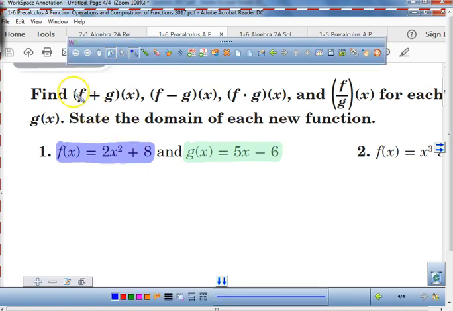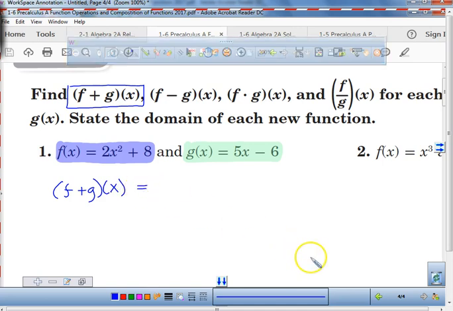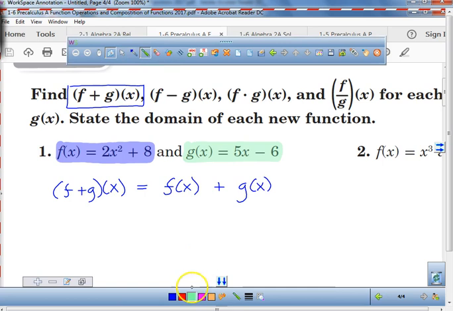Now, the very first one that I'm going to be working on is this right here, where it says f plus g of x. This is where you are adding your functions together. You're taking f of x and you're adding g of x. I'm going to highlight f of x in blue and g of x in green.